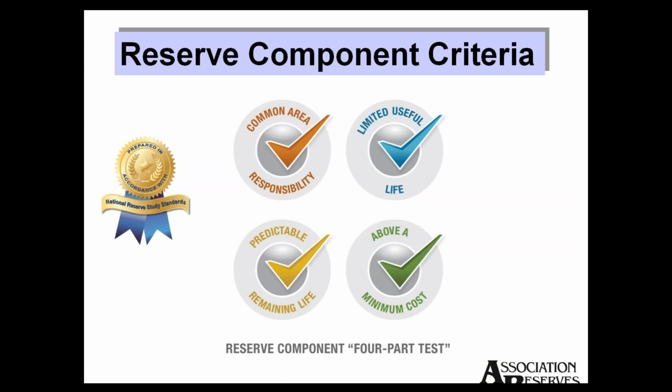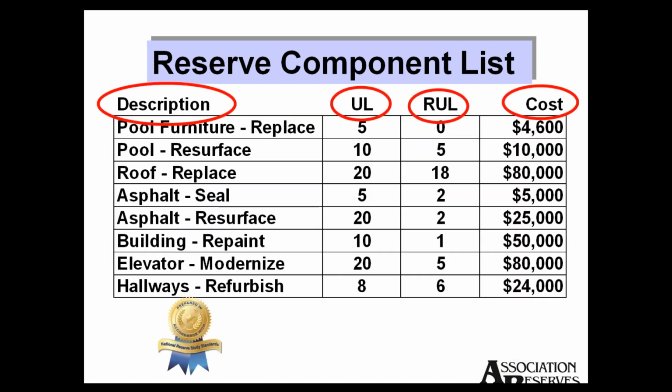And going back to a quick reminder, the National Reserve Study Standards gives us a nice four-part test to define the appropriate things to include in your reserve component list. And very quickly, it's assets that are a common area maintenance responsibility, with a limited useful life, with a predictable remaining useful life, and above a minimum cost. That's the national standard four-part test that gives you the component list, which looks something like this.